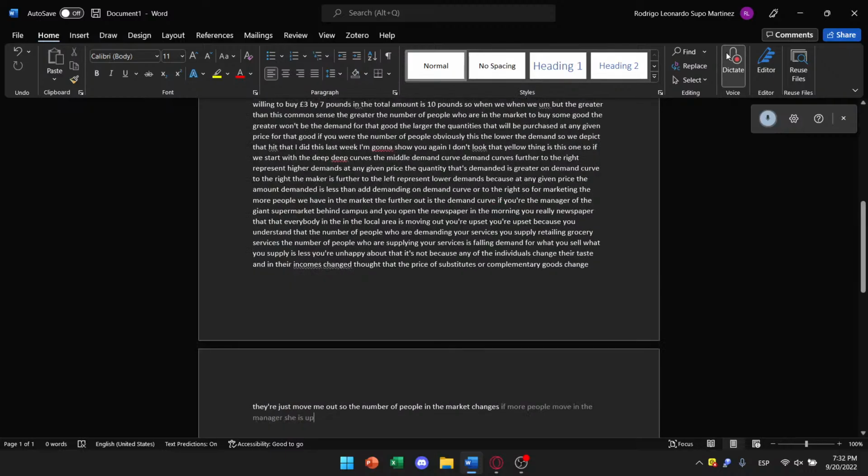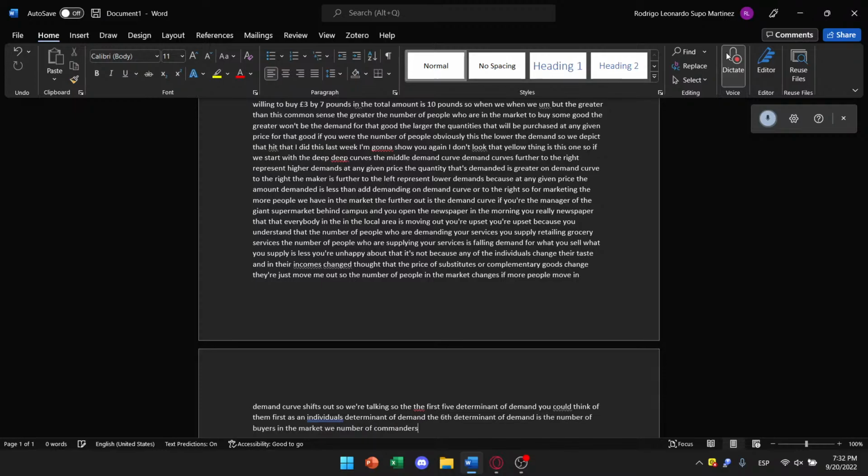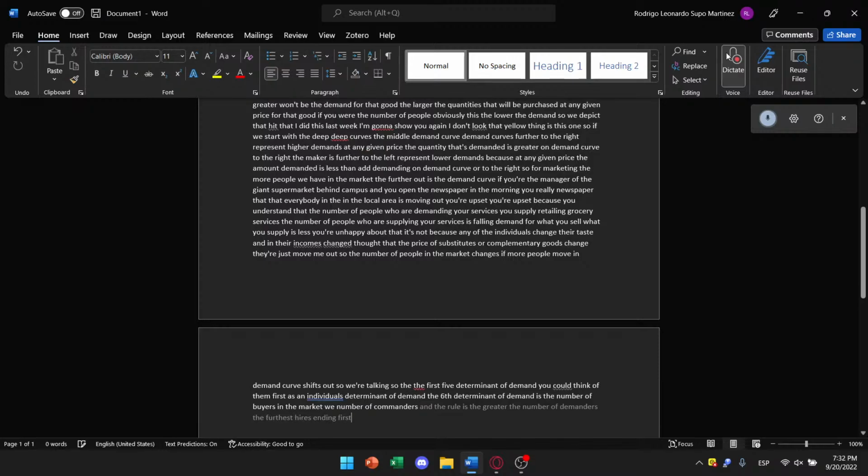So if we're talking about the first 5 determinants of demand, you can think of them first as an individual's determinants of demand. The 6th determinant of demand is the number of buyers in the market, the number of demanders. And the rule is the greater the number of demanders, the higher is demand, the further to the right is the demand curve. The fewer the number of buyers, the lower the demand, the further to the left is the demand curve.